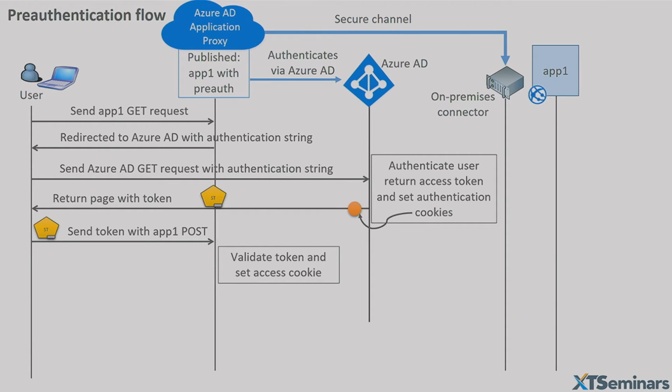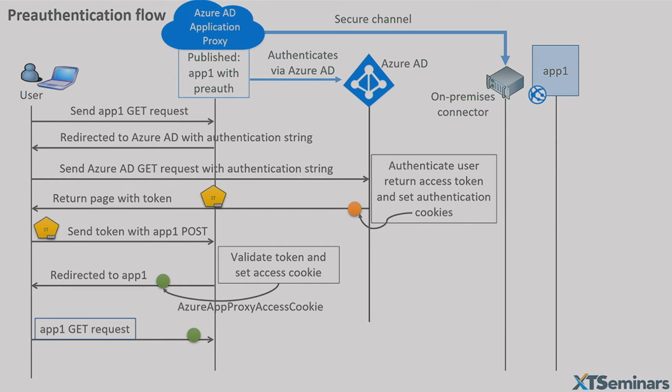So what it does is it actually gives you a redirect back to the application, but it sets an edge access cookie. So now we come flying back as a result of that redirect to the application. We pass that edge access cookie, which proves to the application proxy that we're authenticated. All right? It's a different cookie to the orange one up there. The orange one there proves you're authenticated to Azure AD. That green one proves you're authenticated to the application proxy.